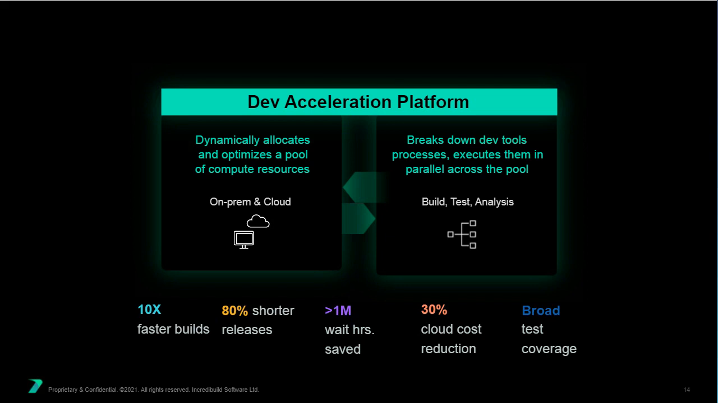And then what we do is we take each of the dev tool processes and we break those down into the microprocess level and execute those across those available resources that we have. And that includes compilations, CI testing, and static code analysis, which is, of course, the topic of the webinar today. What we've seen overall as the value that this brings in different scenarios is up to 10x faster builds, 80% shorter releases, going off the concept of shift left and the things that Steve spoke about.